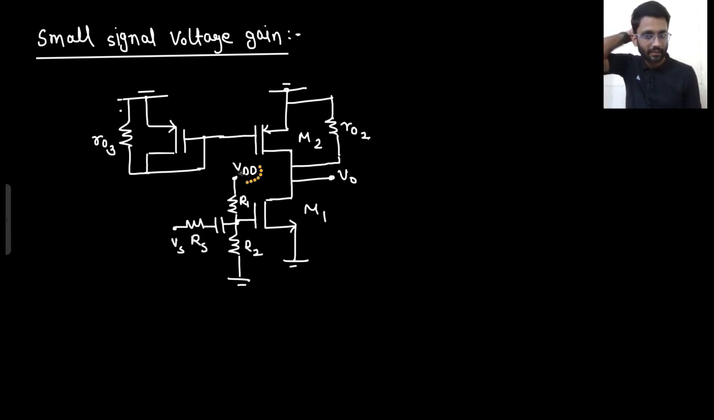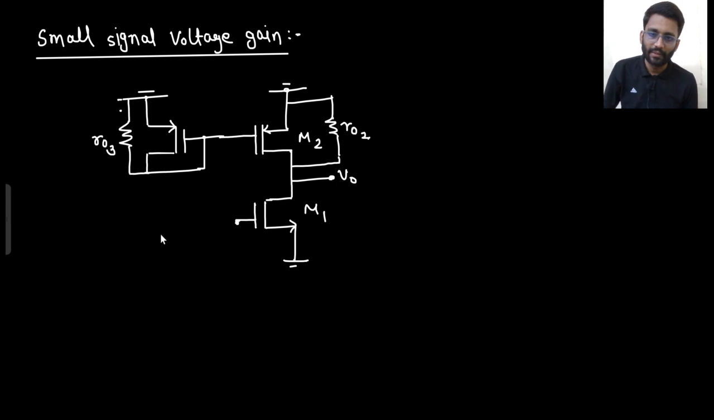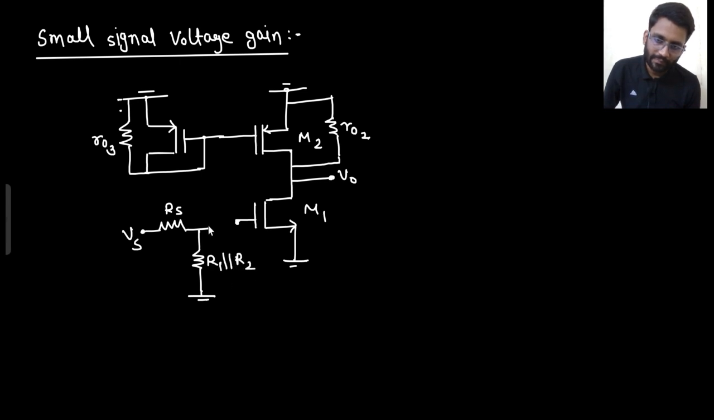What about this? This VDD will be gone and R1, R2 will come in parallel. So better we make it like this. This is Vs, this is Rs. R1 and R2 will come in parallel. R1 parallel R2 will be connected like this. Say yes or no, are you agreeing to my point?